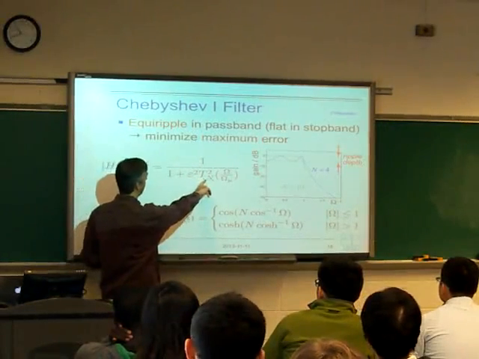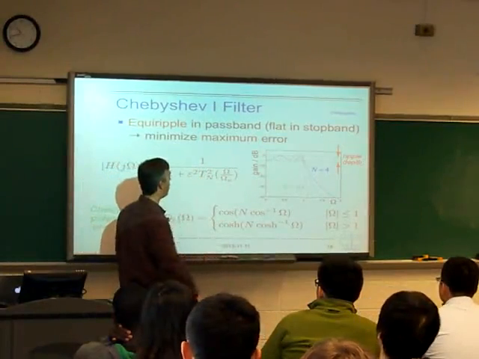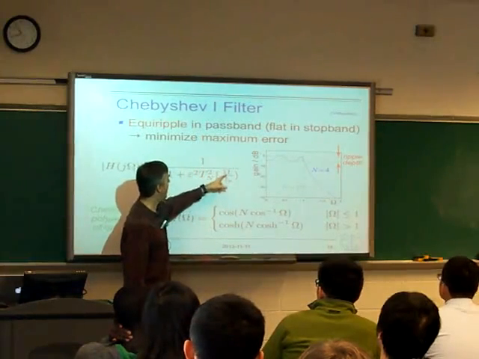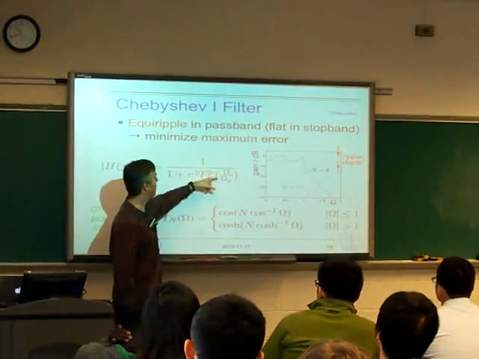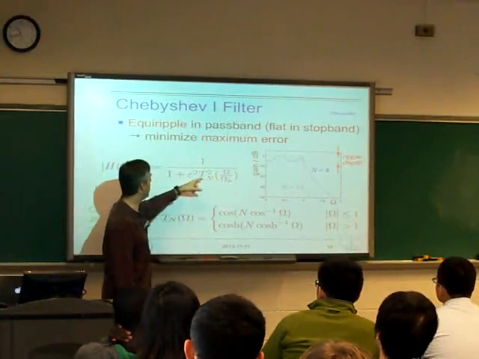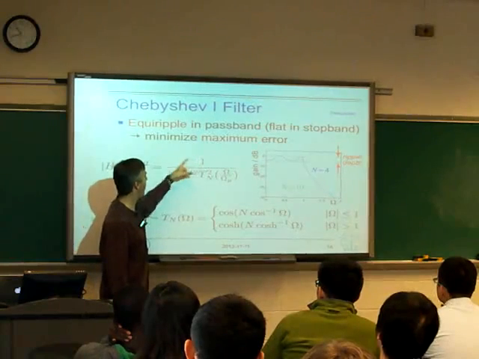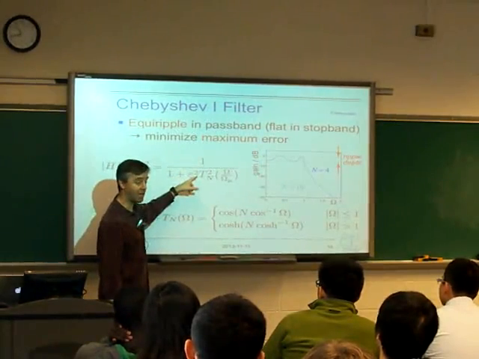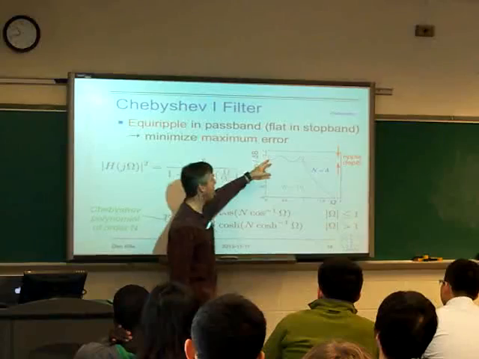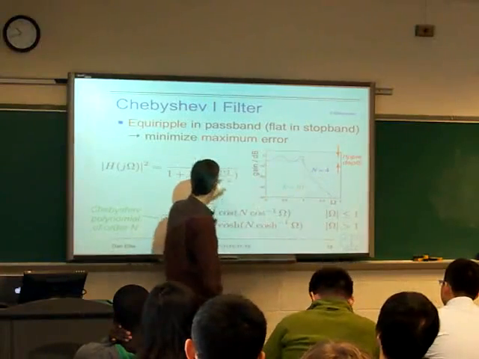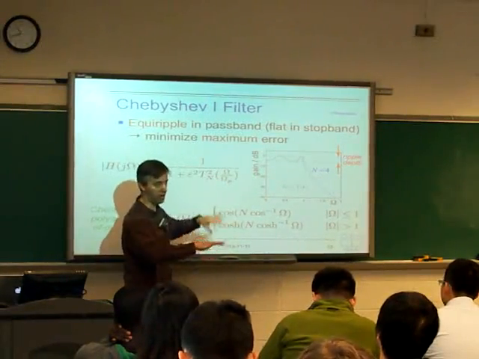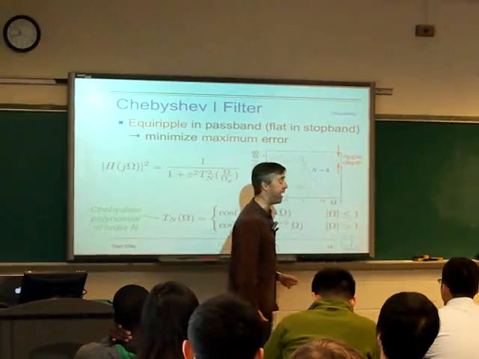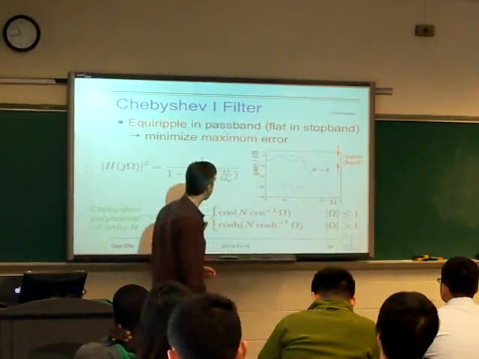The property of this thing is that it oscillates between 0 and 1 for omega less than 1. So for smaller values of omega, this thing is going to vary between 0 and 1, and so this whole gain term is going to vary between 1 and 1 over 1 plus epsilon squared. That's going to give us these ripples in the pass band. And then for large omega, this thing just gets large, and so we get this nice monotonic fall off of gain in the stop band.